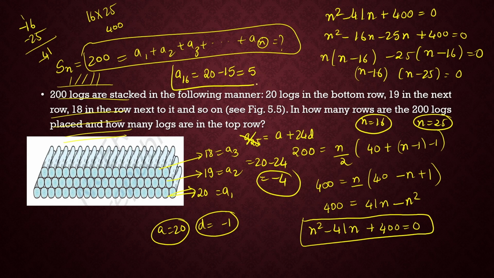So there are totally 16 rows. So when you move to the 16th row, it will end because a total of 200 logs are only available, and in the topmost row, that is the 16th from the bottom, there will be only 5 logs left. Okay, so this completes this chapter.